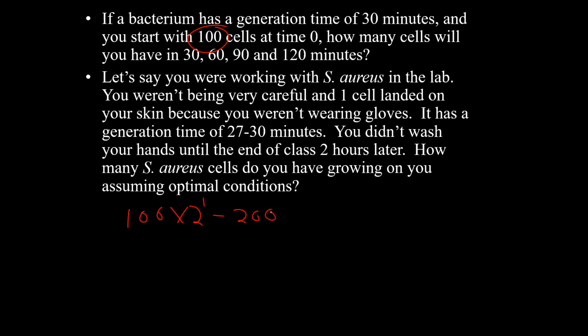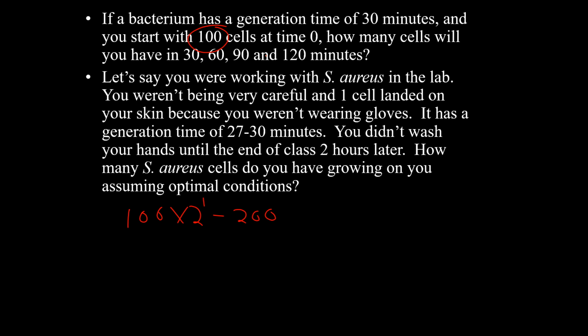Now, again, I said you could do this in your head. After 30 minutes, that's 1 generation time, a population of bacteria can double every generation time. So we started with 100 cells, we're going to double. In 30 minutes, we're going to have 200 cells. So that's your math check to make sure that you're right.